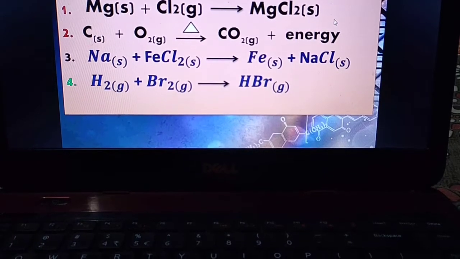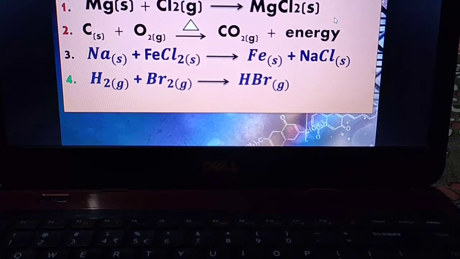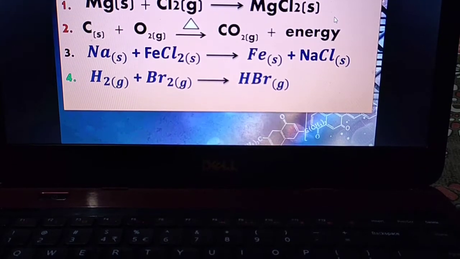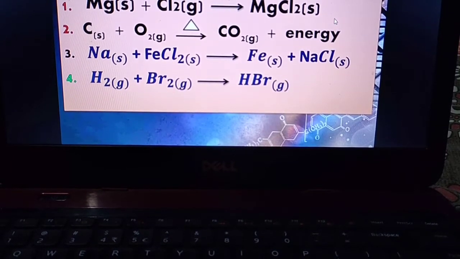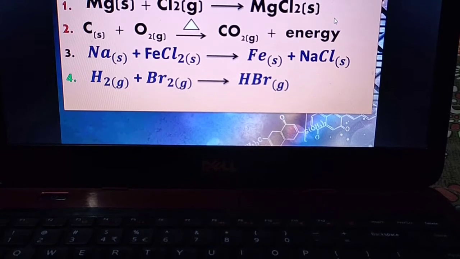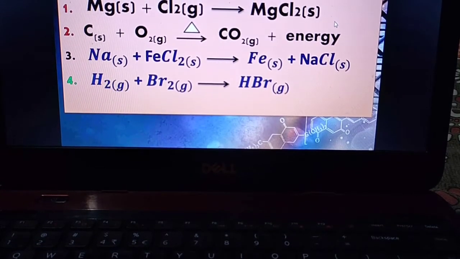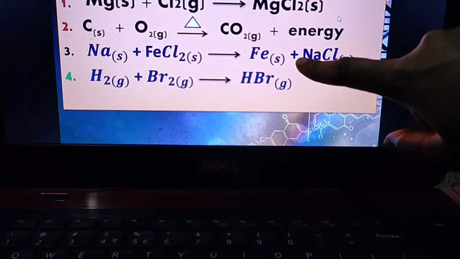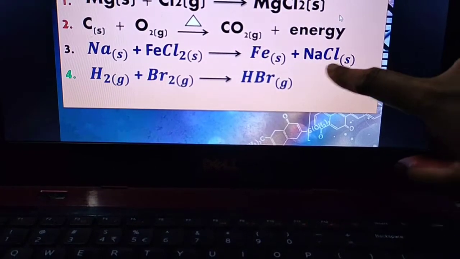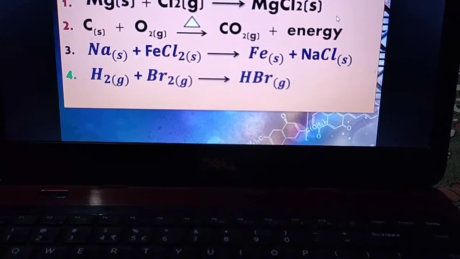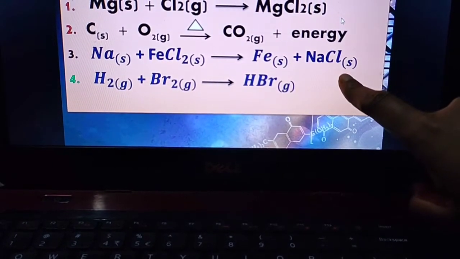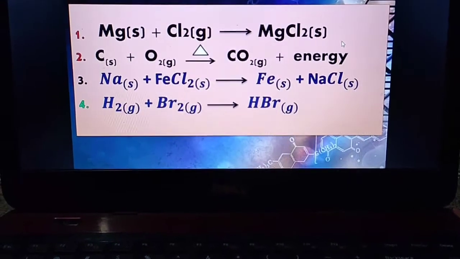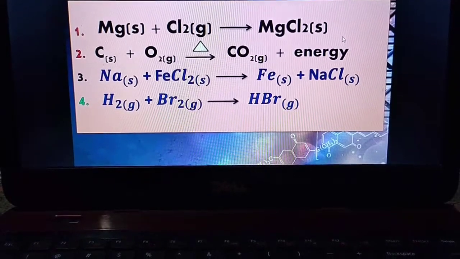Now you move to the chlorine atom. Cl2, 2 atoms of chlorine are present in the reactant side, but in the product side 1 atom of chlorine is there. So you have to add something in the coefficient side only. Here you will write 2 NaCl. Now if you write 2 NaCl, 2 atoms of chlorine are present in the product side and 2 atoms of chlorine will be there in the reactant side. So it will be balanced.